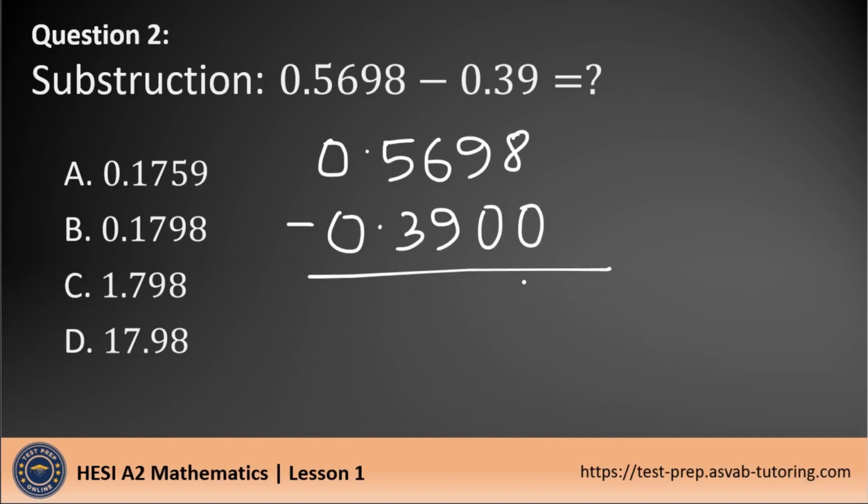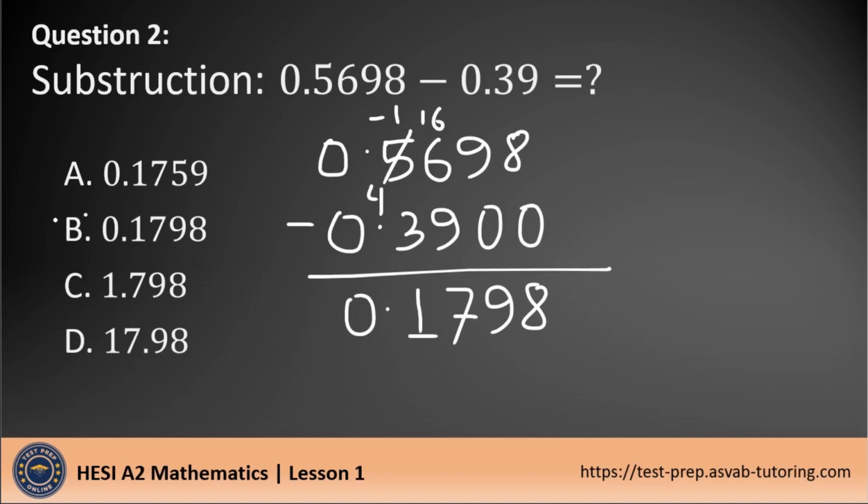0.933900. Here 8 minus 0 equals 8. 9 minus 0 equals 9. Here 6 is less than 9, so we need to borrow 1 from the next digit. So here it becomes 16. 16 minus 9 equals 7. Here we have borrowed 1, so it's a negative 1 for this digit. So 5 minus 1 becomes 4. 4 minus 3 equals 1. Here we need to put the point, and here 0 minus 0 equals 0.